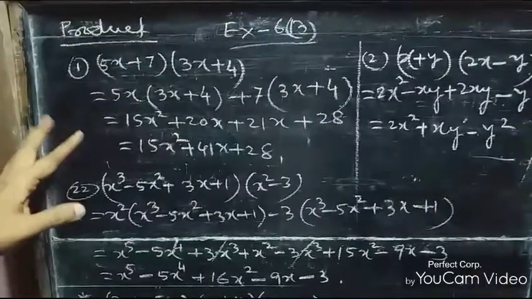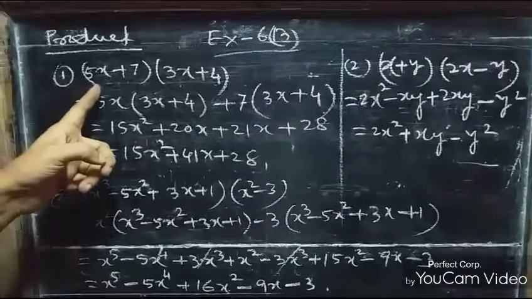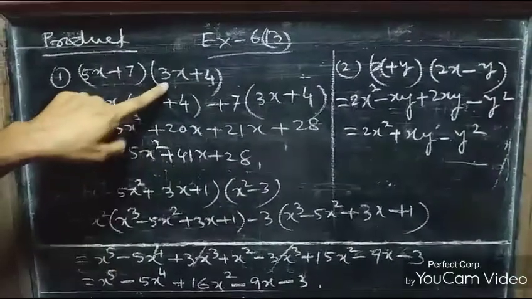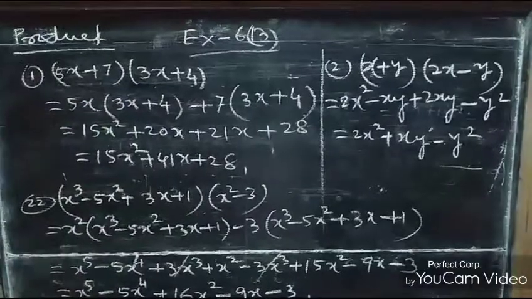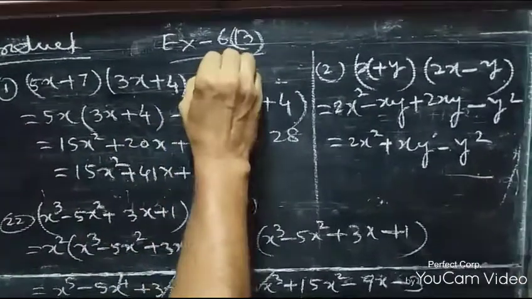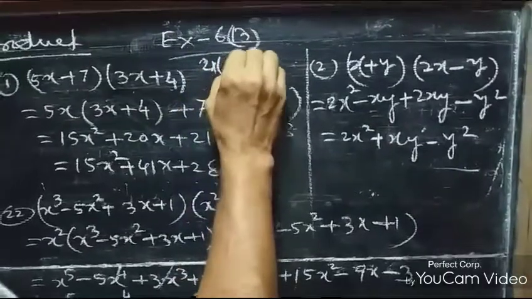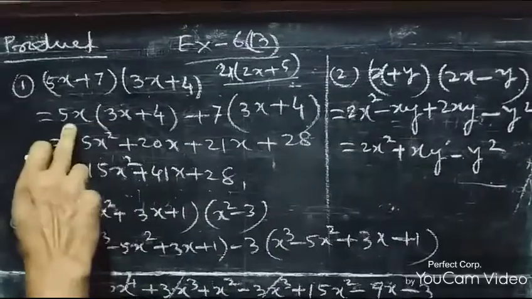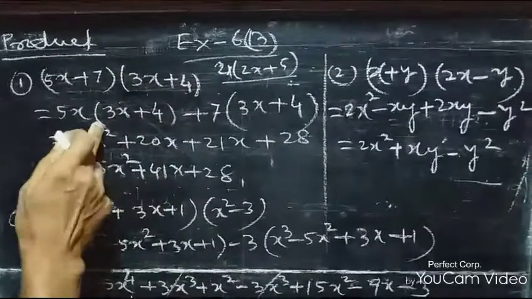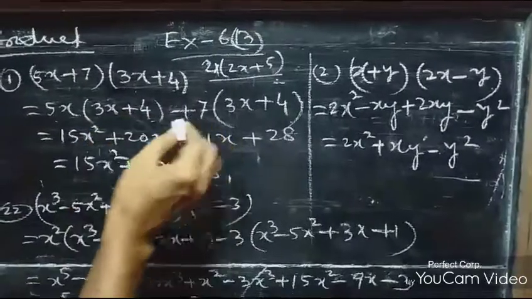I am just showing you how to do the product. Product may be of binary terms, or mono and binary. You can also say it like this: x and 2x plus 5. If it is like this, see here, mono terms into binary terms. That is, this is a monomial multiplied with a binomial.